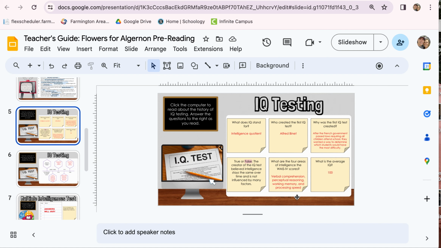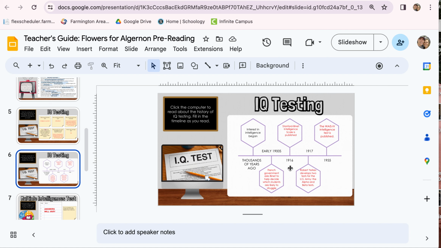And processing speed. Not all of us take in information at the same speed. Some of us might need to be told three or four times before it sinks in. Others go, oh, I got it after the first time. And that's totally normal. And last, what is the average IQ? We should know this, it's 100. And remember that Charlie's IQ was 68 before the operation.